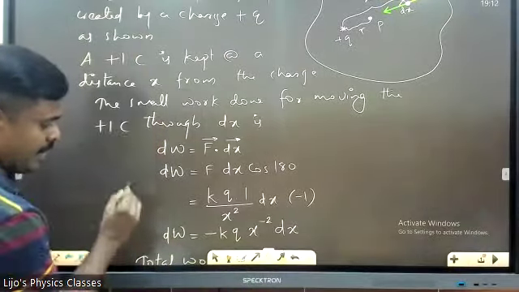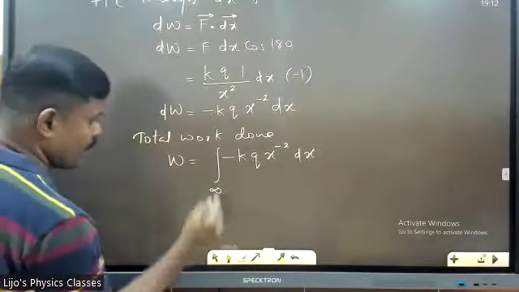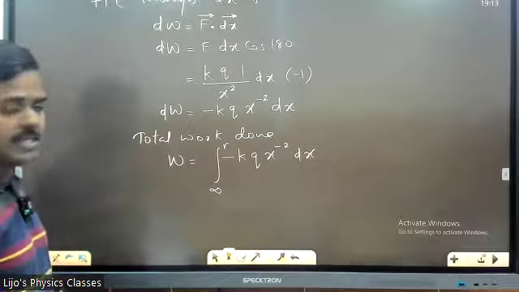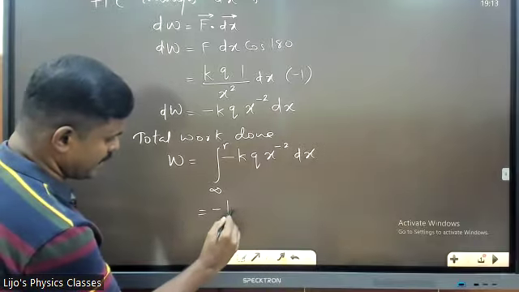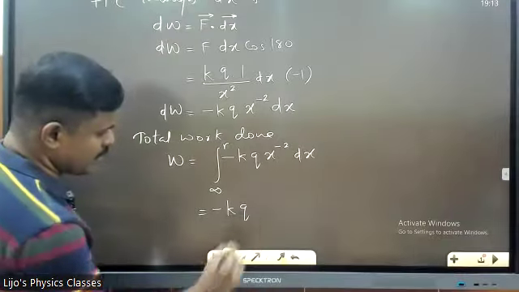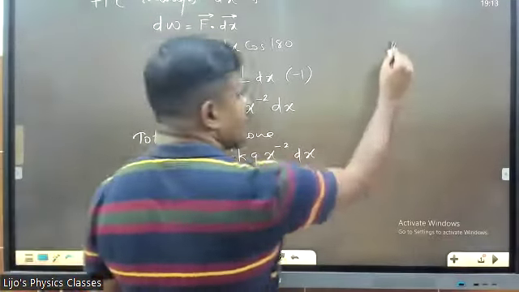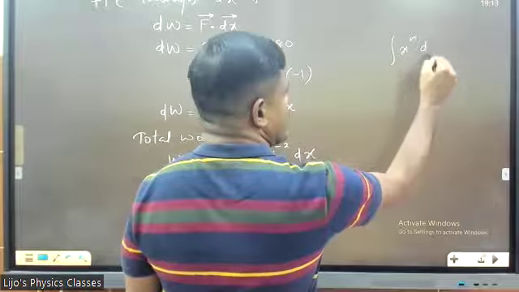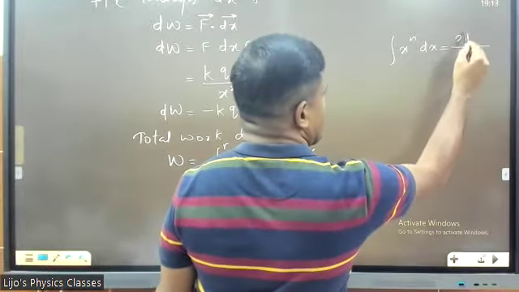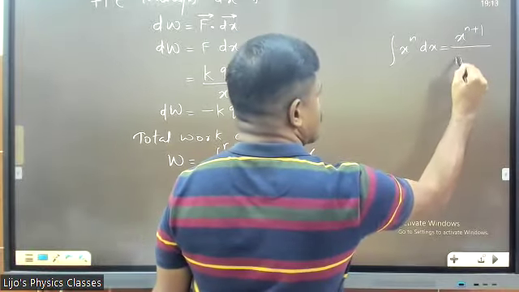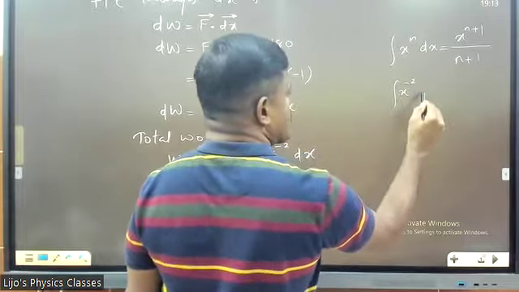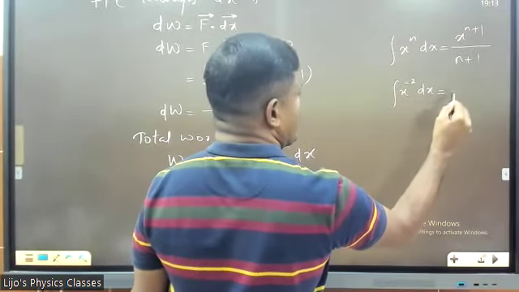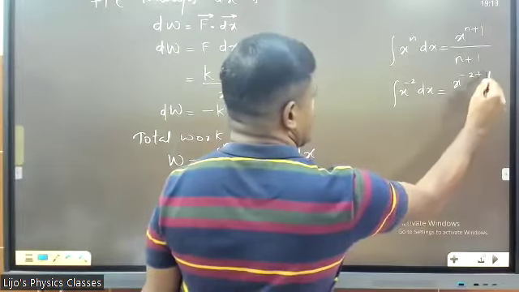So you have to put the limits. You are coming from infinity up to a distance R. Got it? So let us get the constants outside. Minus K comes outside, Q comes outside. Do the integration on the margin. This is the standard formula for integration: integral of x raised to n dx is x raised to n plus 1 by n plus 1. So write it there.